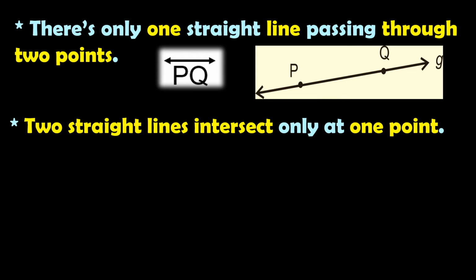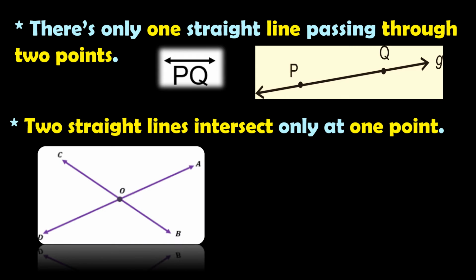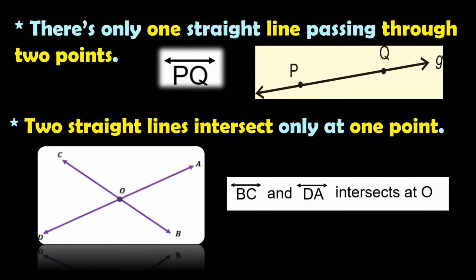Another property is two straight lines intersect only at one point. So if we have two lines, they only intersect at one point. So line BC and line DA intersect at point O.